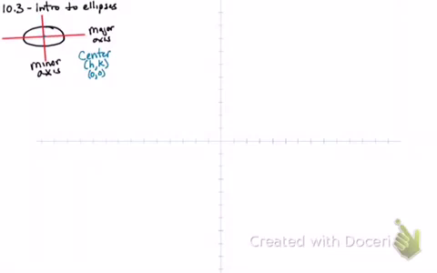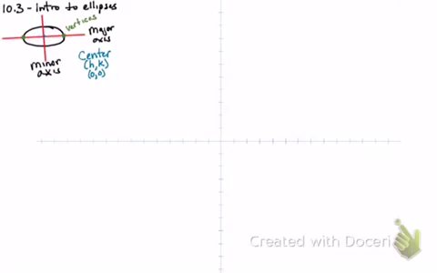And the next thing is to know where the vertices are. So the vertices, that's where the ellipse hits the major axis. Okay, so there's two of them. That's why we say vertices instead of just vertex. Okay, so we have two vertices there.